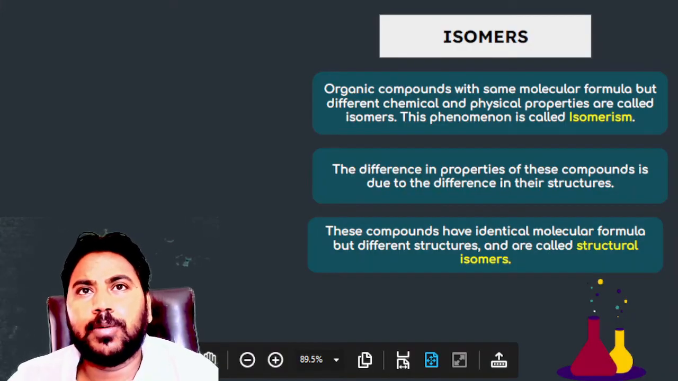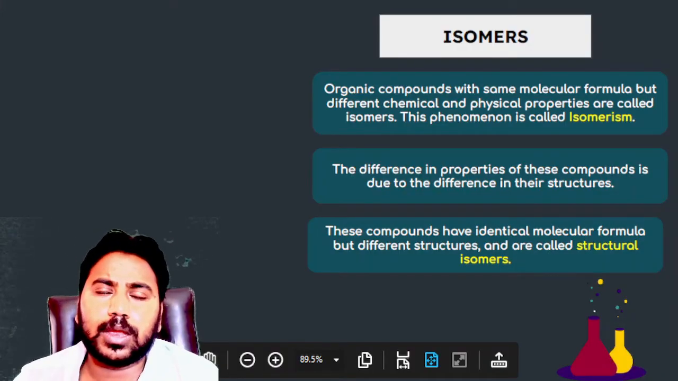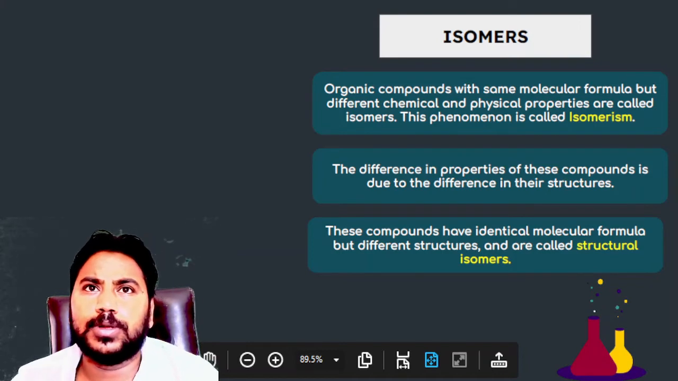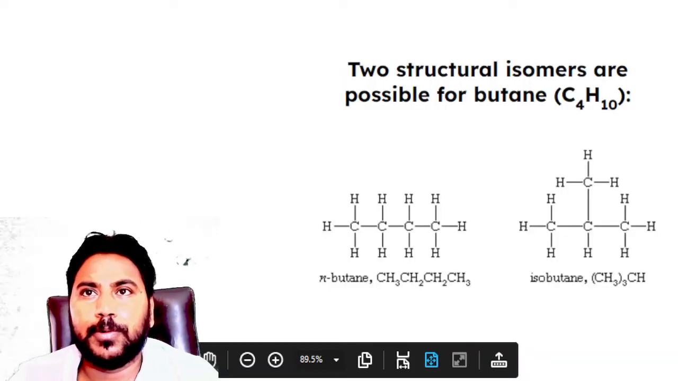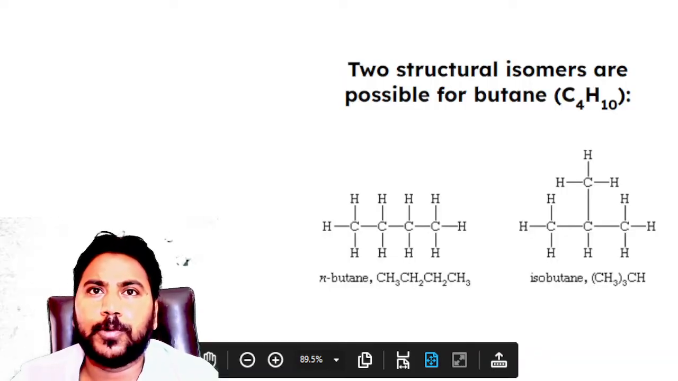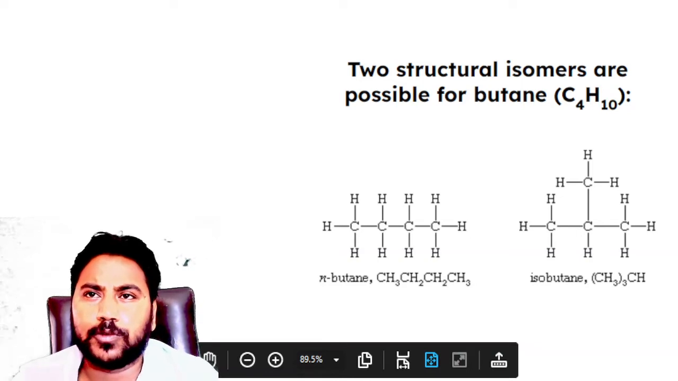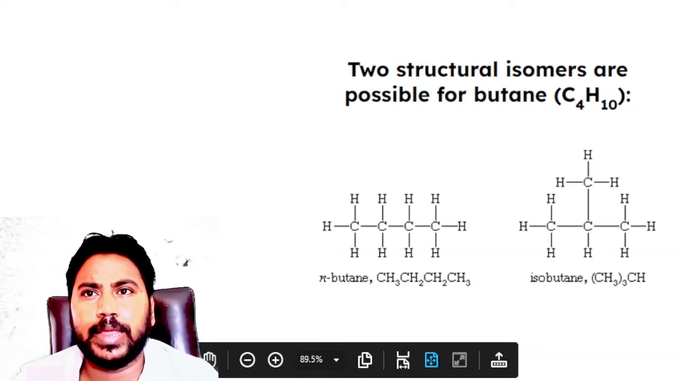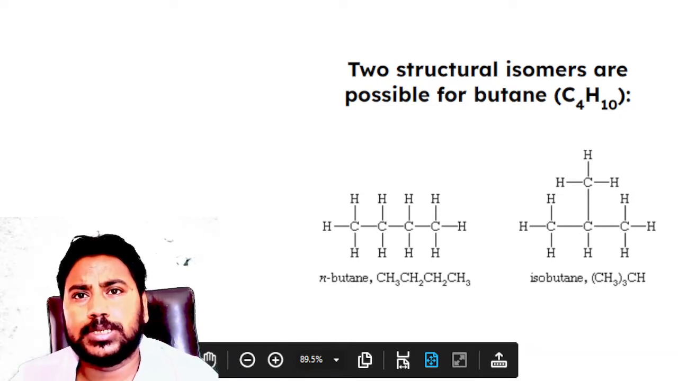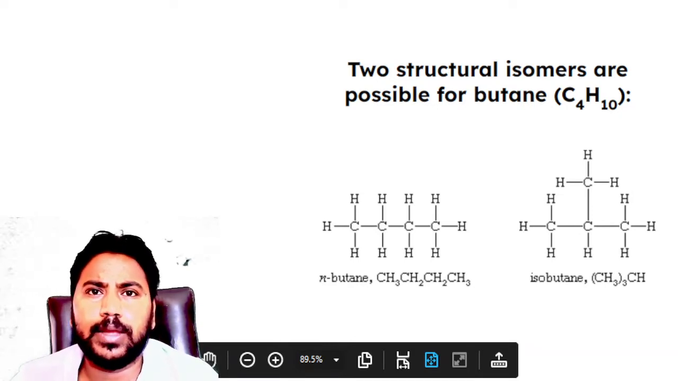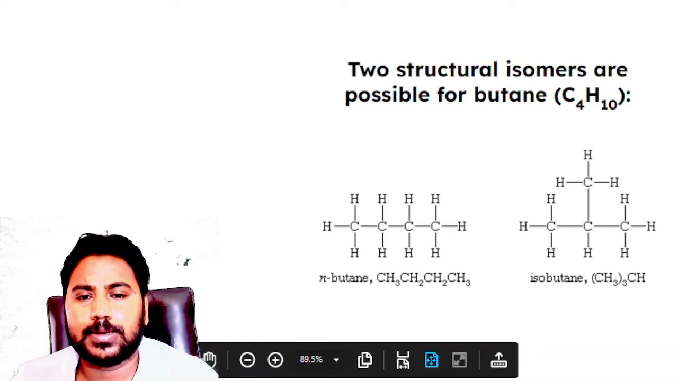Now let us talk about isomers. Isomers are those hydrocarbons which are having same chemical formula but different physical structure. For example, butane with chemical formula C4H10. It has two isomers. First is n-butane and second one is isobutane. So you can see structure on the slide on your screen.